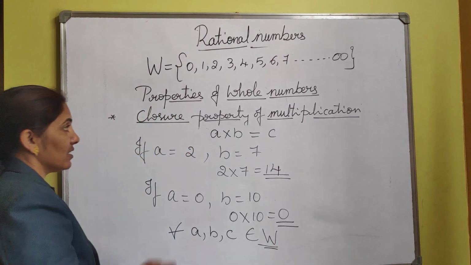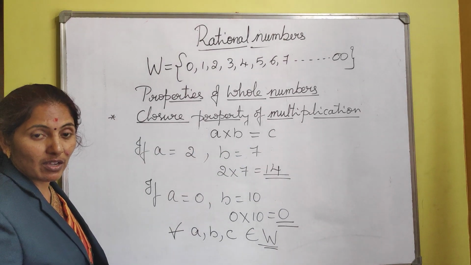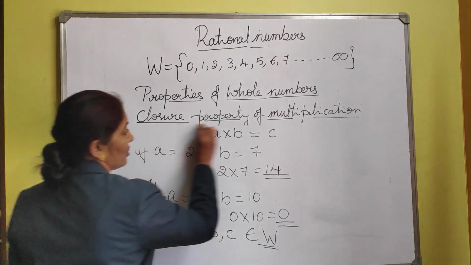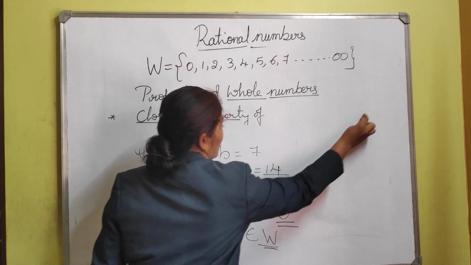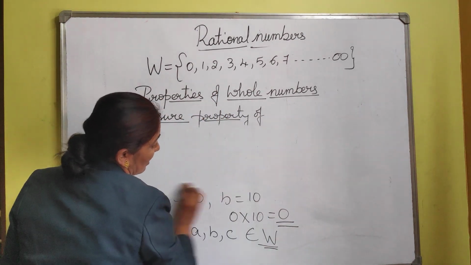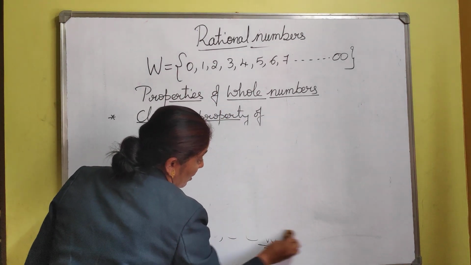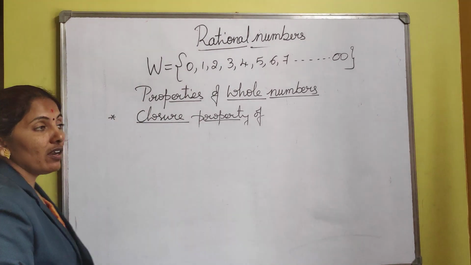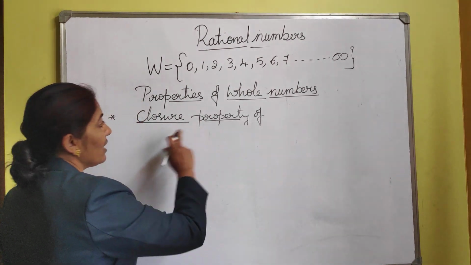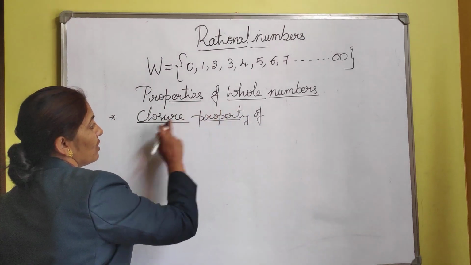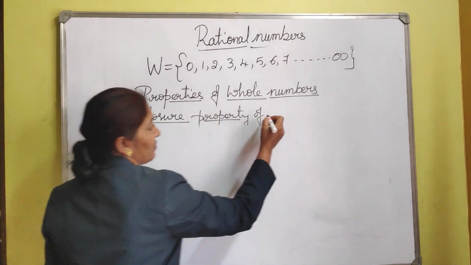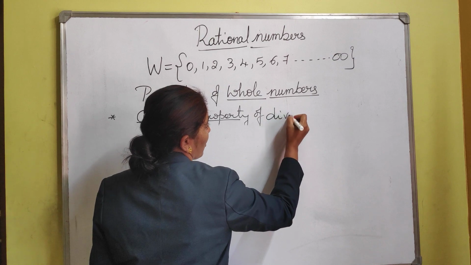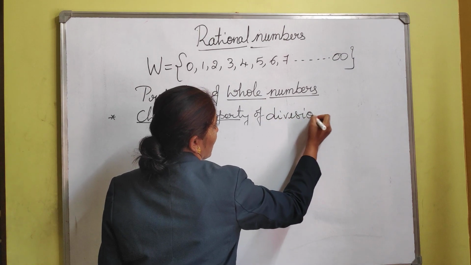Now let us check the closure property of division. What does division tell you? In the last session we learned that the closure property of division holds good for natural numbers. In the same way, let us check for these whole numbers whether the closure property of division holds good or not.